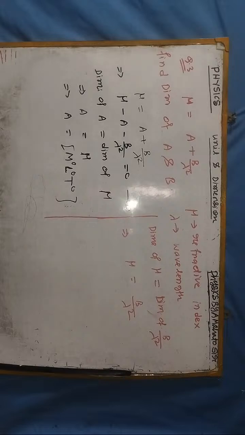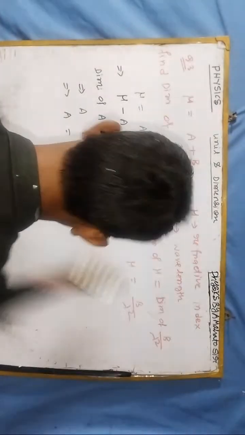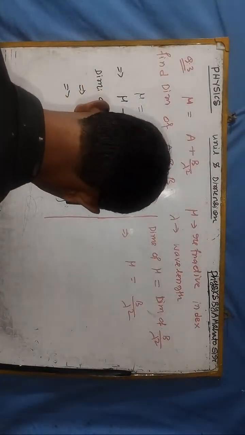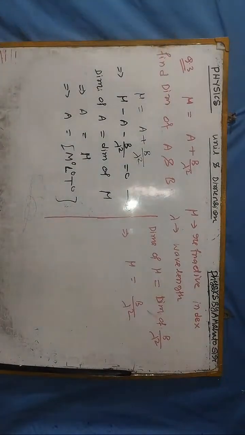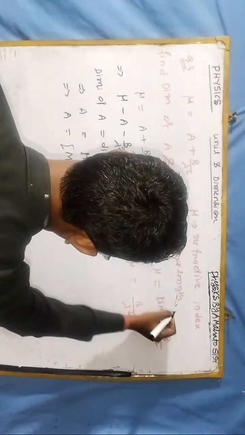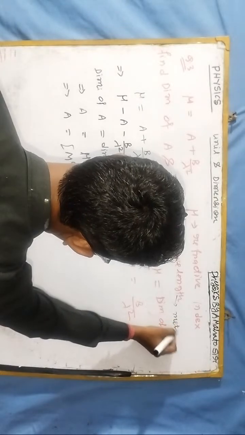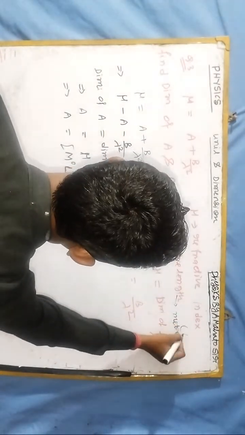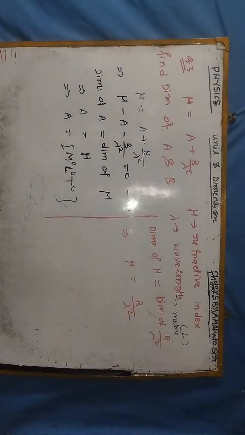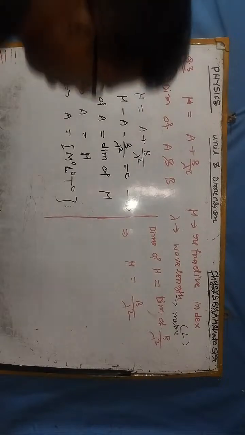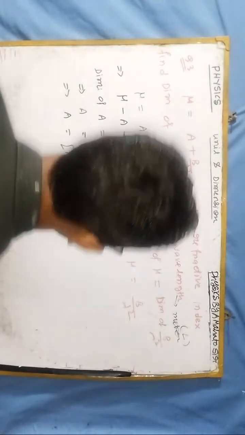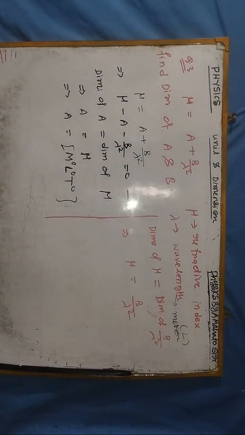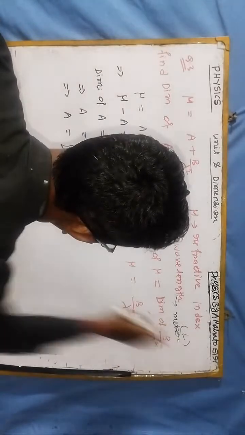Here the wavelength is measured in meters. So the wavelength measure is meter, and its dimension is L.